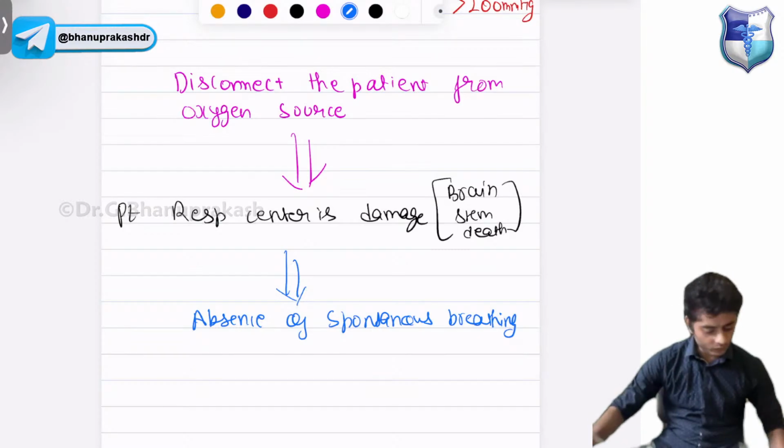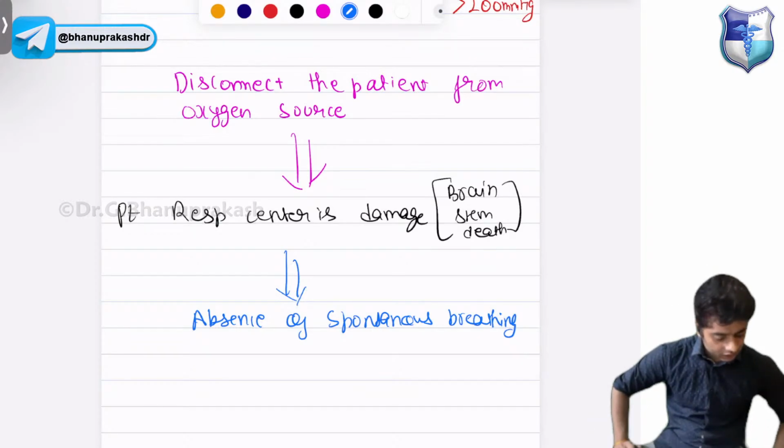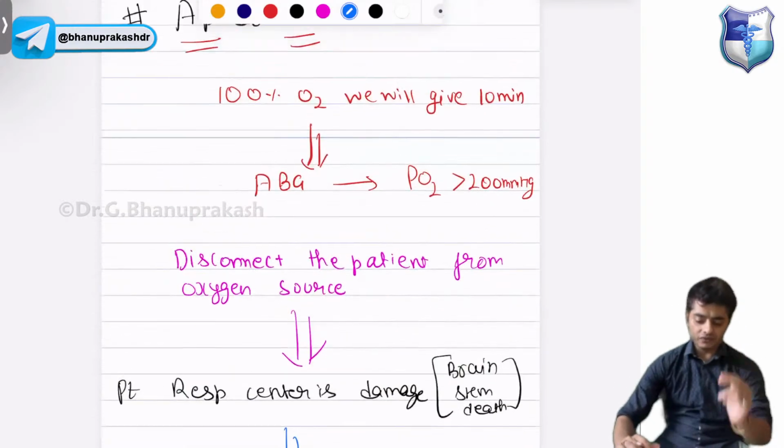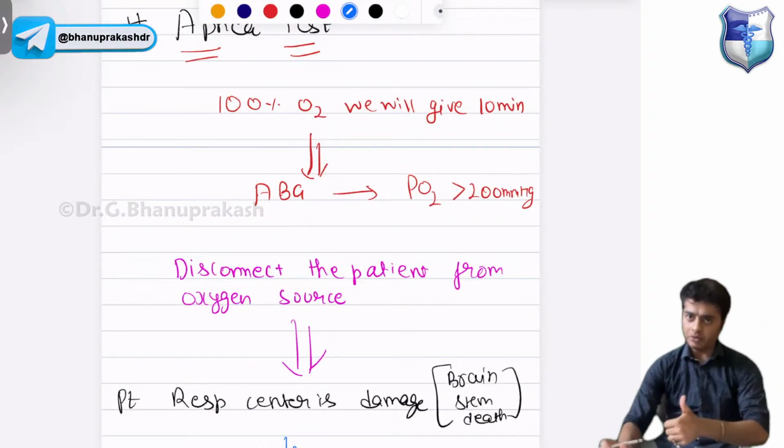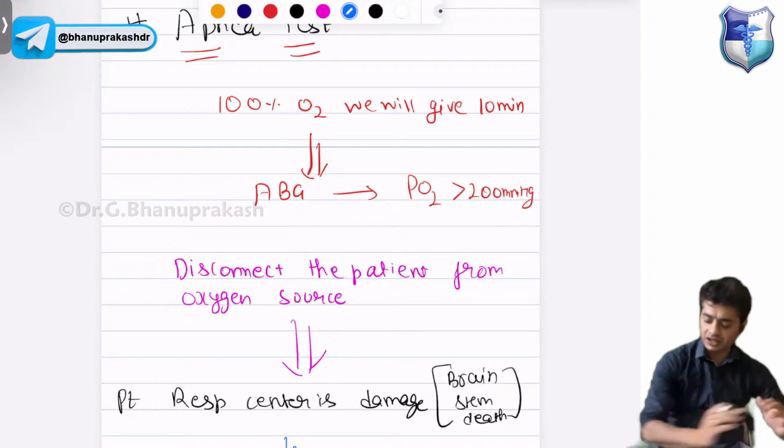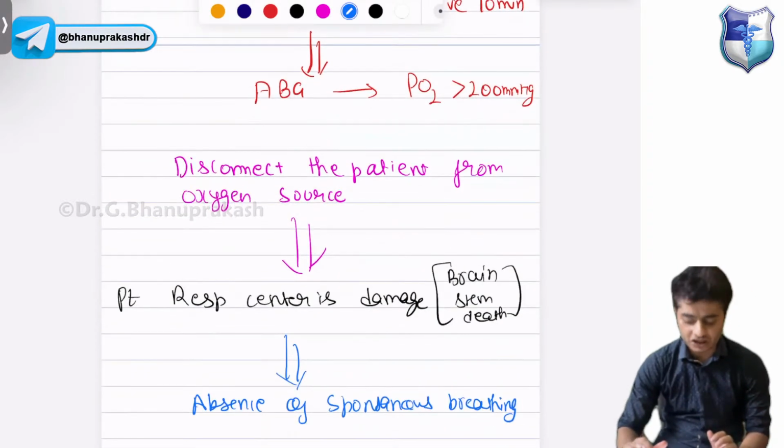ठीक है? We have done. So first, what we had done, 100% oxygen दे दी, उसके 10 मिनट तक. Then we have done ABG. In ABG, PO2 above 200 mmHg. Then we have disconnected the patient from the oxygen source.